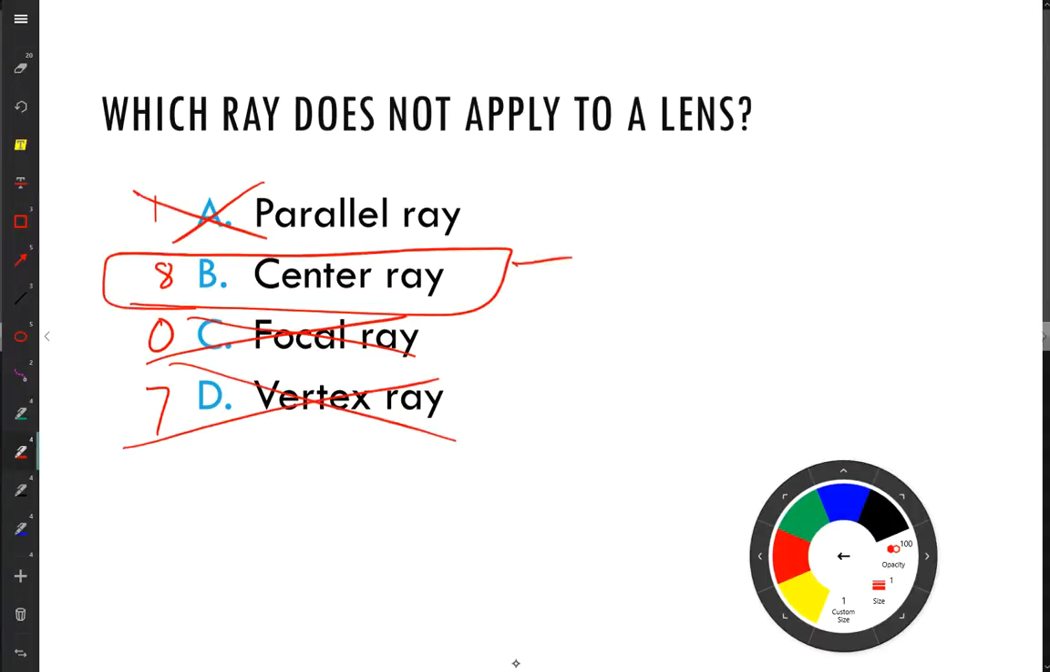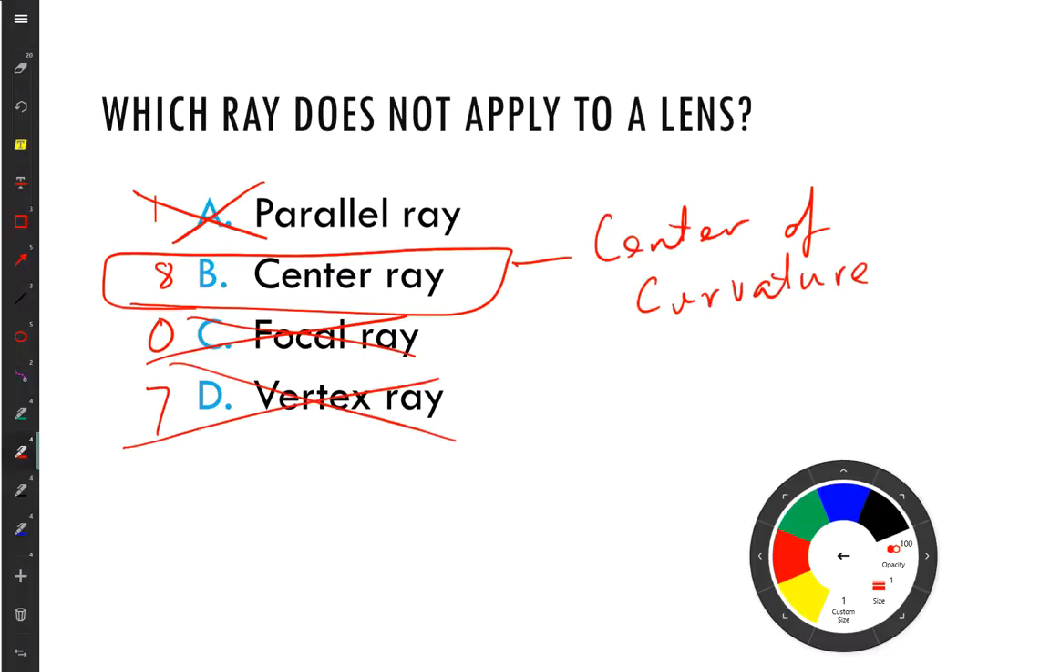The center ray is going through the center of curvature. We haven't talked about it, but when you do a mirror, you can use the center ray. A center ray will go and hit the mirror at a right angle. That is normal to the surface. If it hits normal to the surface, where does the center ray reflect back off of a mirror? Straight back where it came. But with a lens, you don't have that option. So that's why the center ray is only for a mirror.